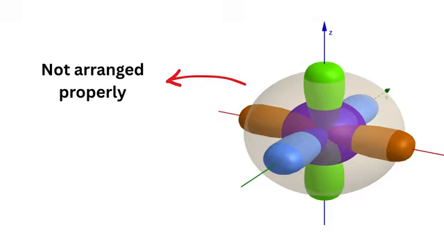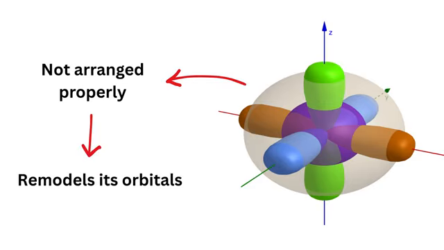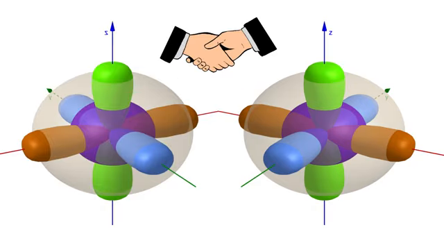Now, when an atom wants to form bonds, that is, make friends with other atoms, it may find that these orbitals are not arranged in the best possible directions. So, to make better connections, the atom remodels its orbitals by mixing them. This process of mixing orbitals to form new ones is called hybridization. It's not like the atom consciously chooses to do it. Hybridization is really our way of explaining what happens inside the atom as it prepares to bond, so that the final structure and bond strengths make sense.